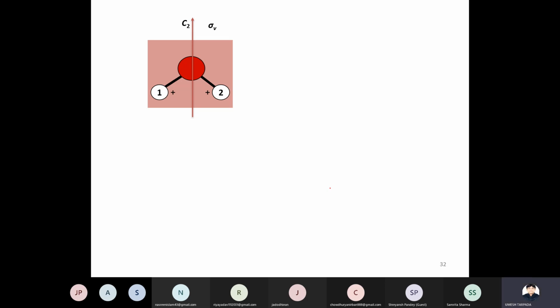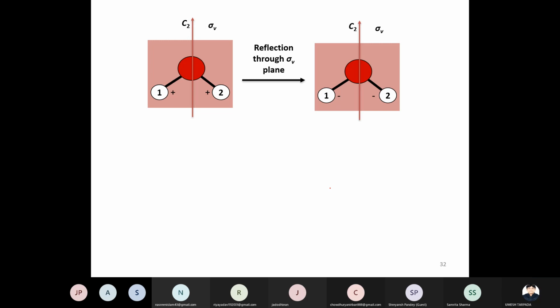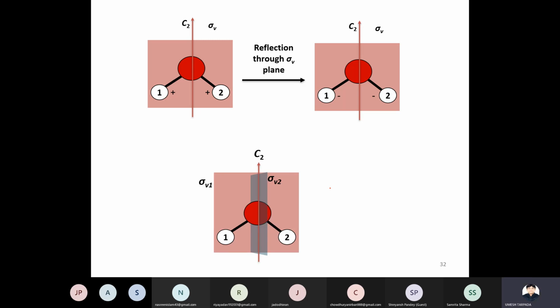See, the positive part is there, the front side part, which comes to the back side. So the plus sign changes to minus. But the atoms remain as they are. 1 remains at position of 1, 2 remains at position of 2. So atoms cannot change their position, just the sign of the lobe. That is, the lone pair, or those things which are on the front side, are reflected to the back side. So these are the two sigma V in a water molecule.